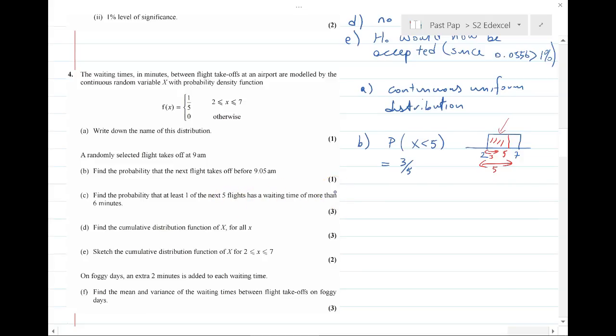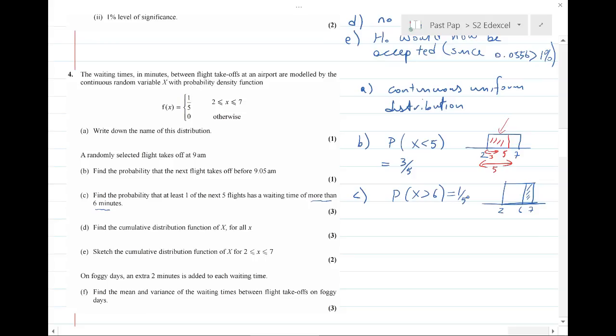So this is going to be binomial on top of the continuous uniform distribution. First of all, we're going to need to work out the probability that X is more than 6. Again, looking at our rectangle, we're looking for the probability between 6 and 7. Now we can see that that is equal to 1/5.